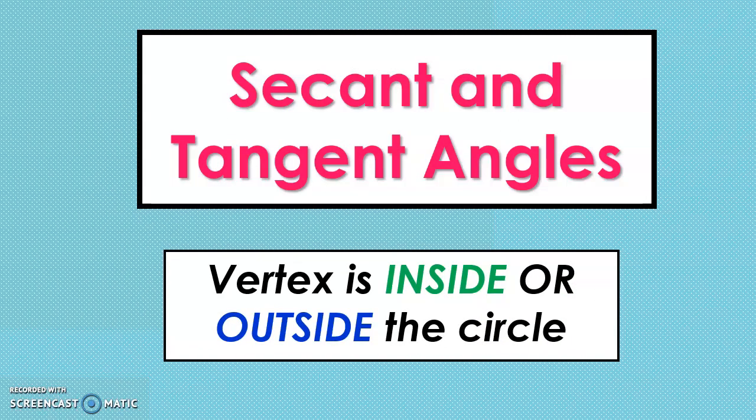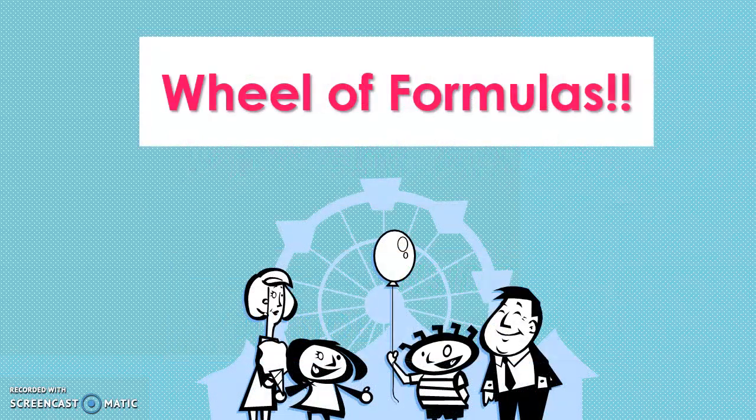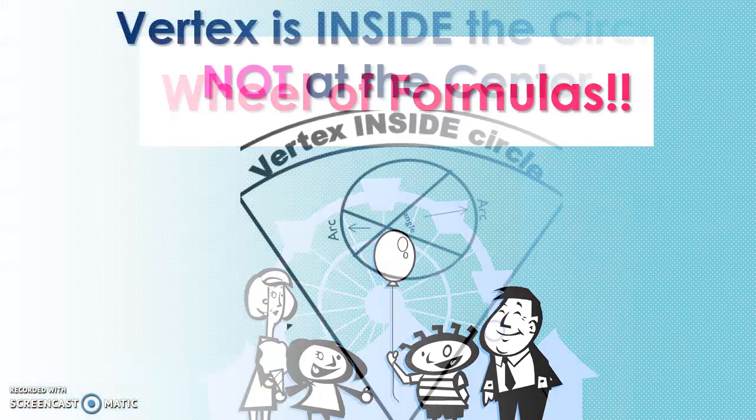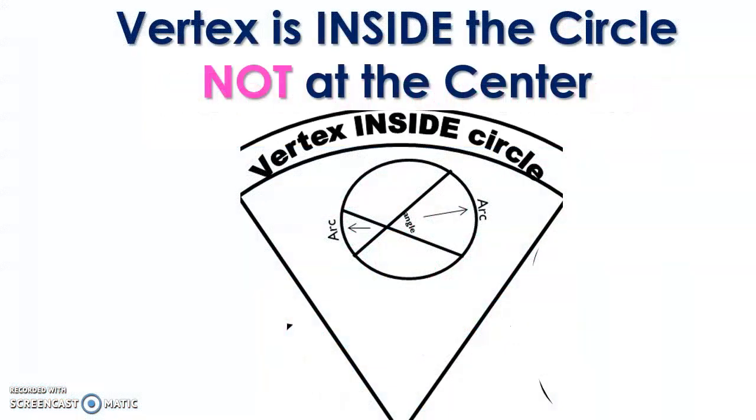All right, so we're going to be looking at secant and tangent angles, and we're going to need to determine whether the vertex is inside or outside the circle. We're going to look at some different formulas together to help us solve for angles and arcs in these situations. First of all, the vertex is inside the circle, but not at the center. So we want to identify our situation first. Always look at identify.